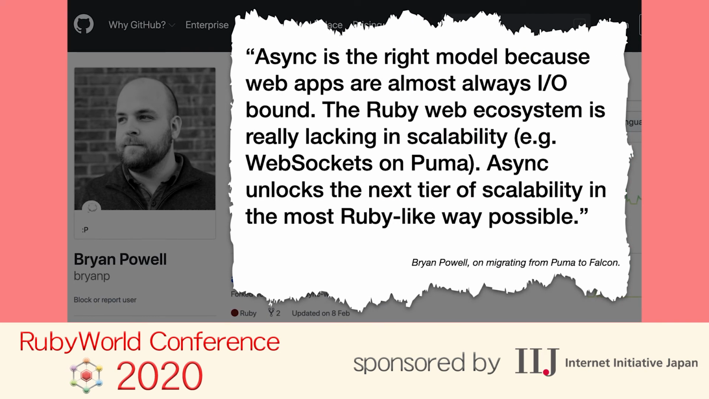Async is the right model because web apps are almost always I/O bound. The Ruby web ecosystem is really lacking in scalability, for example WebSockets on Puma. Async unlocks the next tier of scalability in the most Ruby-like way possible. Brian Powell on migrating from Puma to FALCON.